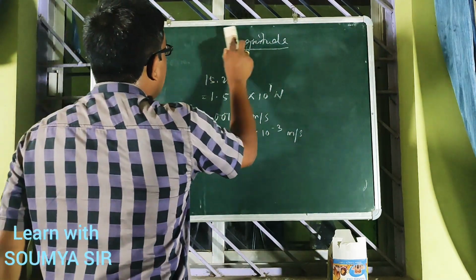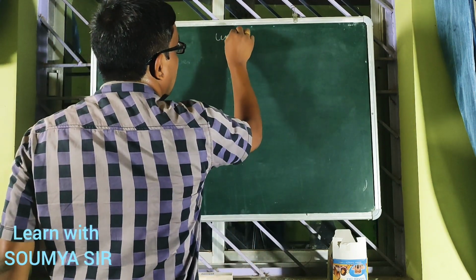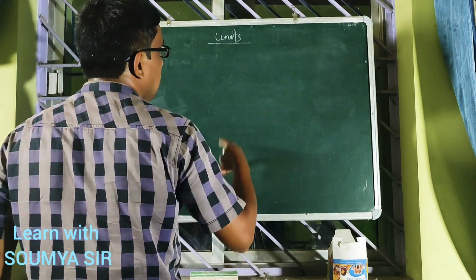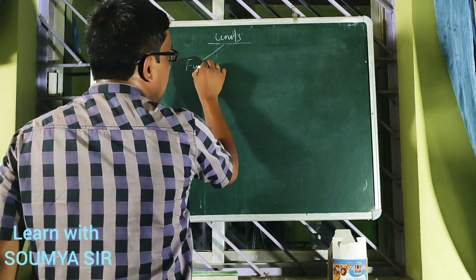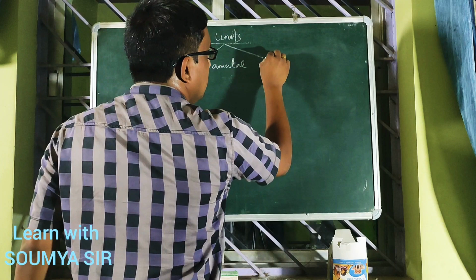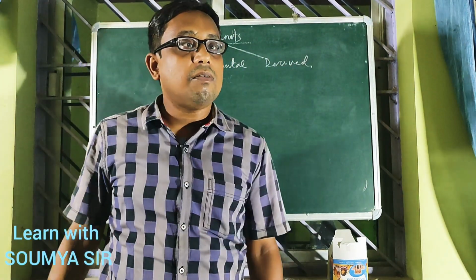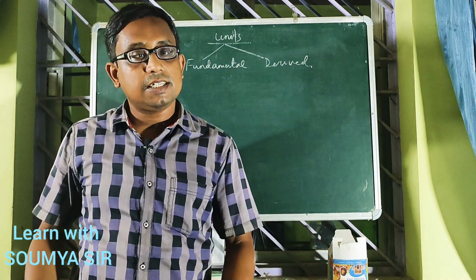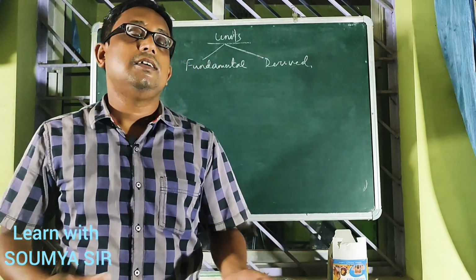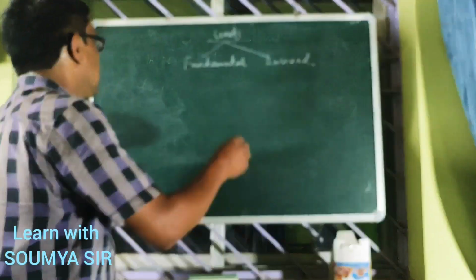Next we will see the units. Same, two types of units: fundamental and derived. The units of fundamental quantities are fundamental units, the units of derived quantities are derived units. Clear? Now we will see different systems of units.